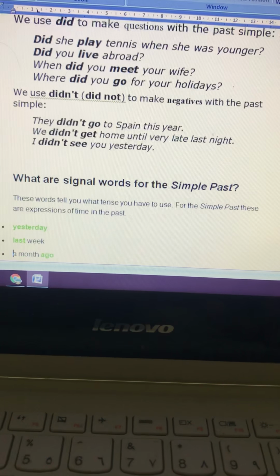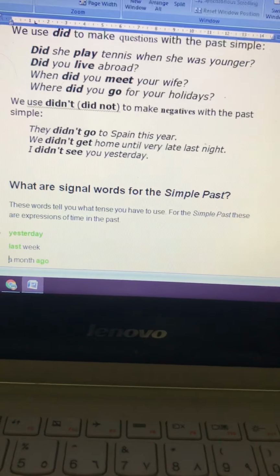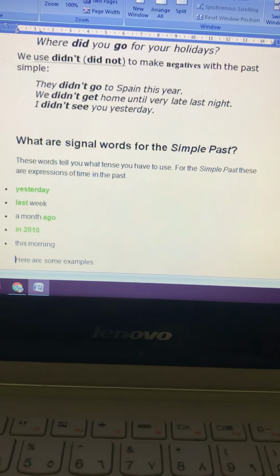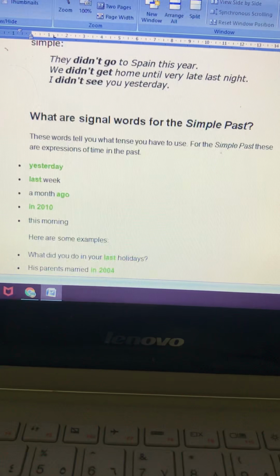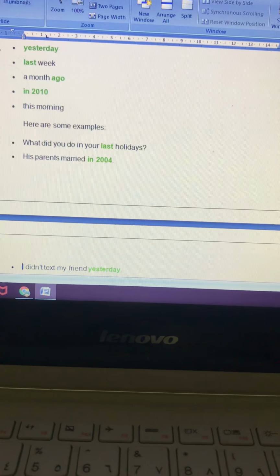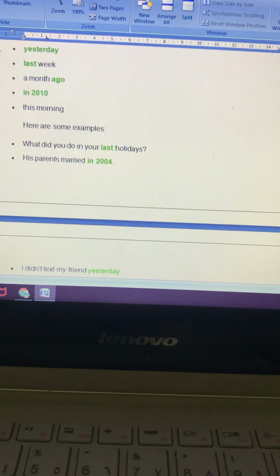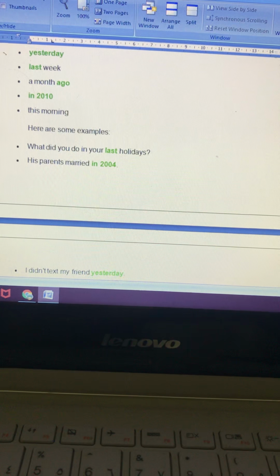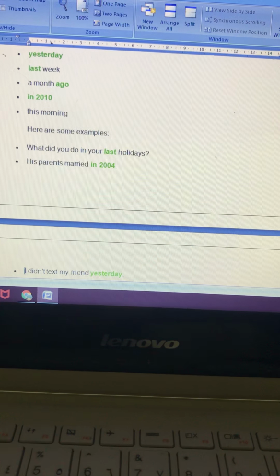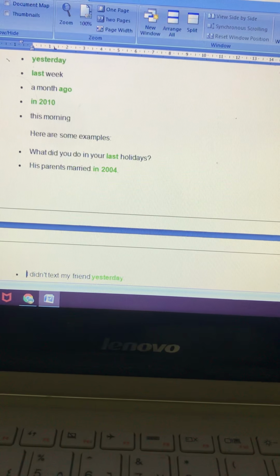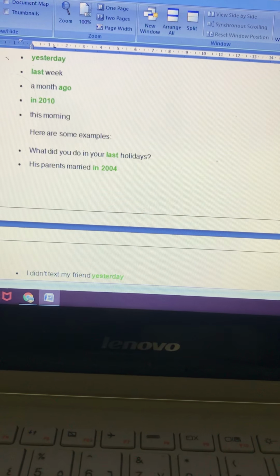So, what are the signal words, or as we used to call them, the keywords for the simple past? We have yesterday, last week, a month ago, in 2010, this morning. For example, let's look at this question. What did you do in your last holidays? Here we have the keyword last, which is an indicator for the past tense.